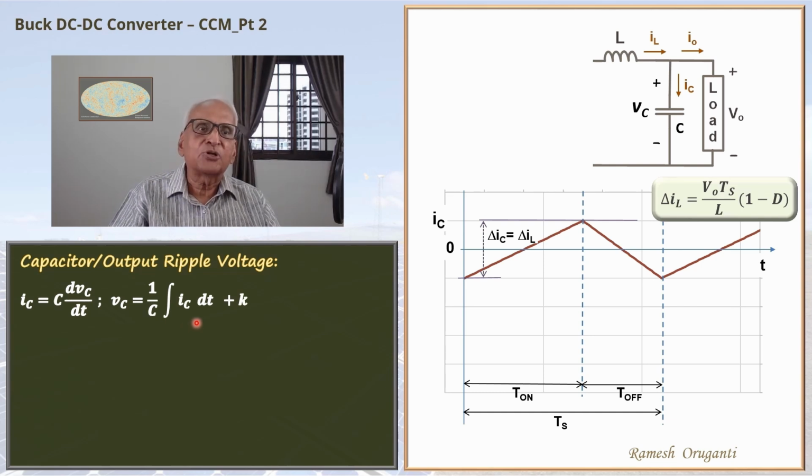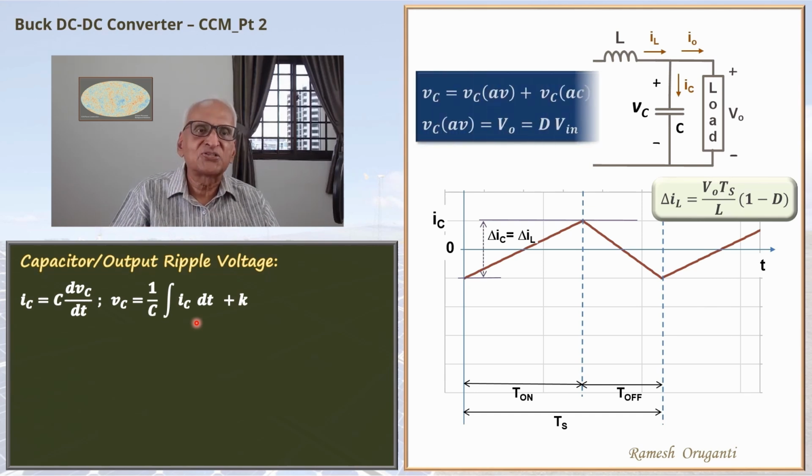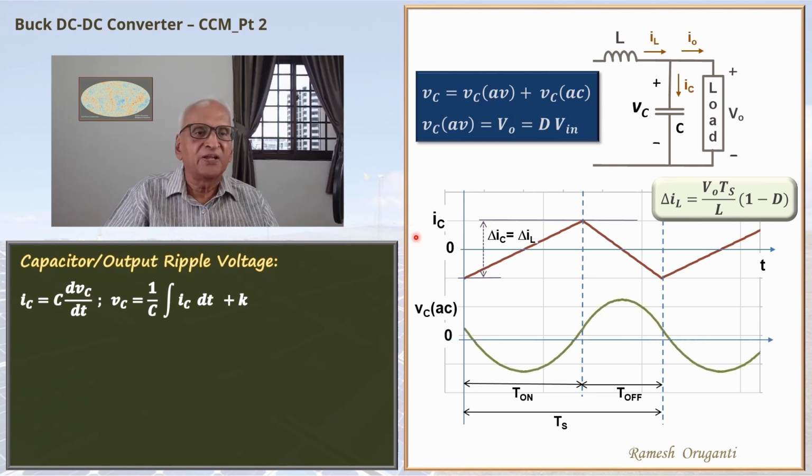The capacitor voltage can be divided again into two parts. Vc average, which is the output voltage. Vc average is V naught equals D V in. And the ripple part. And we are interested in the ripple part. We will first plot the ripple voltage and then I will explain how it comes about. The green waveform here shows the ripple voltage.